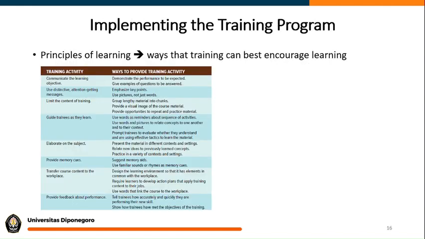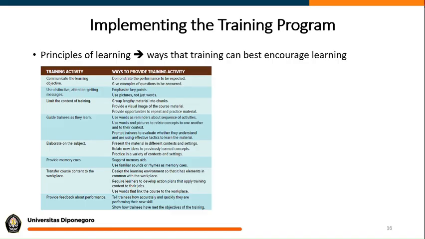So after selecting appropriate methods of training, the next part is implementing the training program. In implementing the training program, you need to understand the principles of learning. What is that? You need to make sure that the training you give motivates your employees to learn.